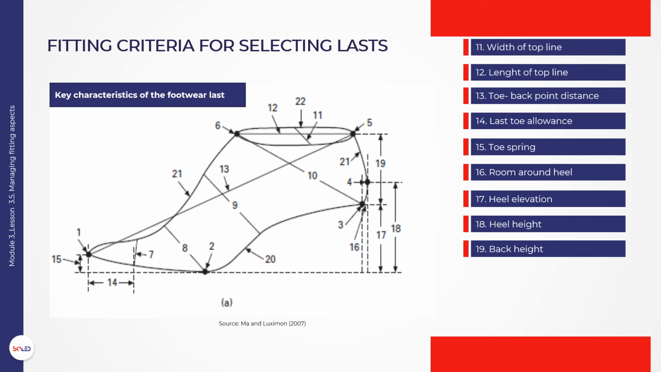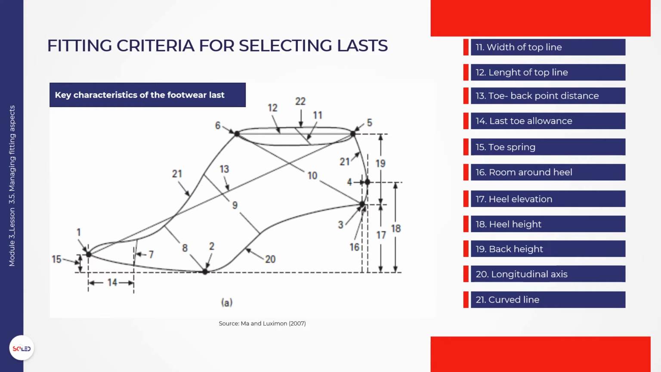19. Back height. The vertical distance between the back point of the top line, 5, and the back point of the shoe last bottom, 3. 20. Longitudinal axis of shoe last bottom, side view. 21. Curved line from front point of shoe last bottom to front point of top line. 22. Top line.